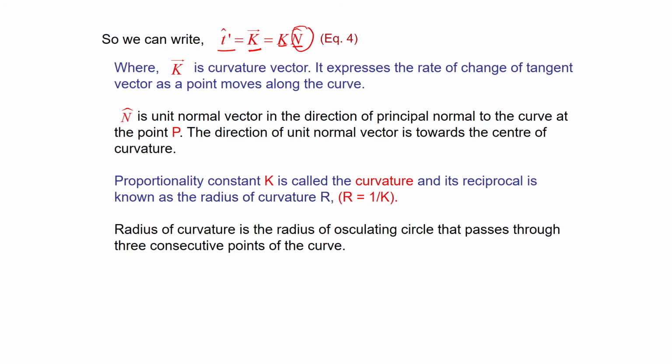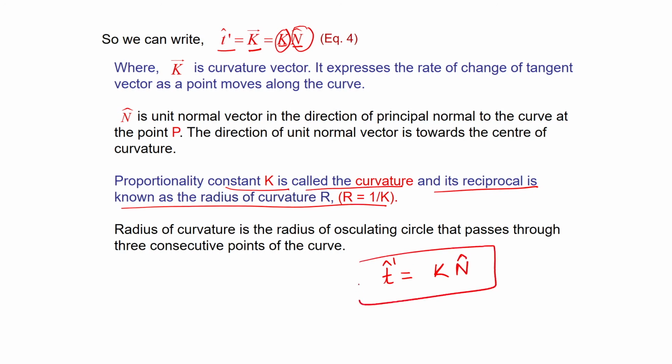So, the proportionality constant k is called curvature and its reciprocal is known as the radius of curvature. So, basically it is called curvature. So, T hat dash can be written as curvature into unit normal vector. It is a very important relation, we will use it later on.